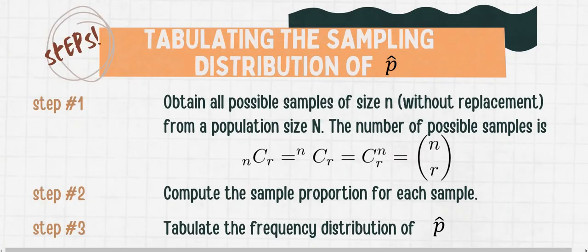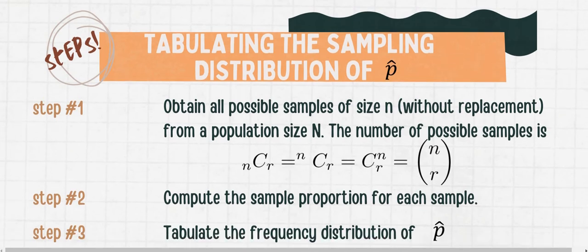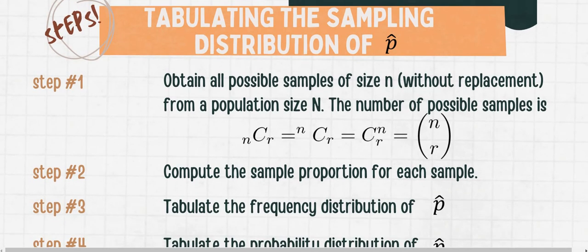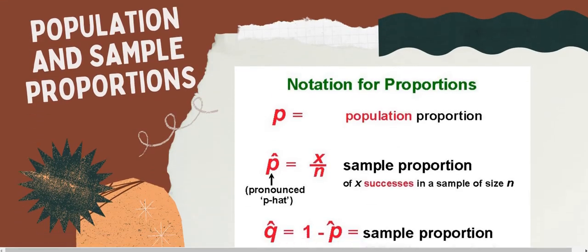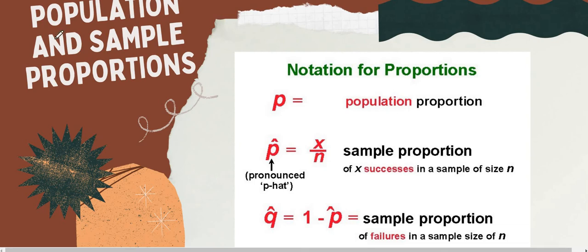Now we go to the proportion. We want to tabulate the sampling distribution of proportion. But before that, you need to know what a proportion is. Okay class, population and sample proportion. This is the notation. We have P here, and P here means the population proportion. And how to get your P? X over N. What is the X? X is the success, the probability of success.